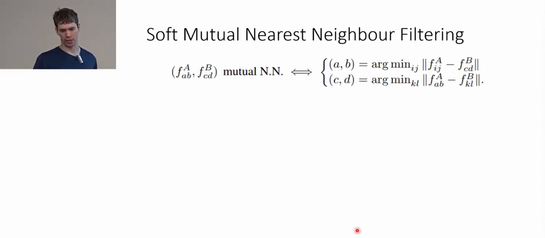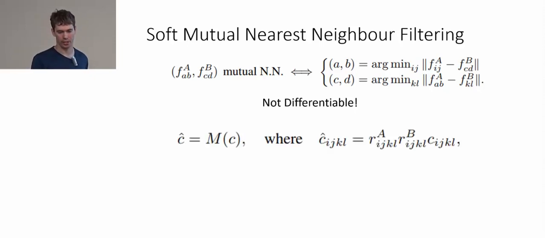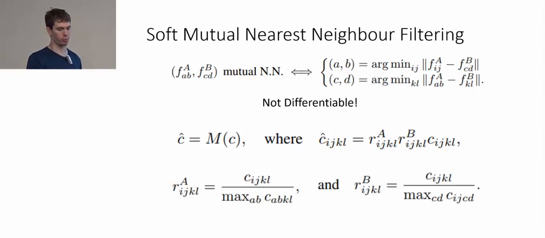Here we define it more formally. If the feature with the smallest absolute difference from point CD is at the point AB in the first image, we define them to be nearest neighbors if the vice versa is also true. But this hard decision isn't differentiable and will prevent the system from being end-to-end trainable. Instead, the authors took a clever approach to both soften the decision and make it differentiable by using this equation, where the R's are ratios of the particular correlation score compared to the maximum possible correlation for one of the points.